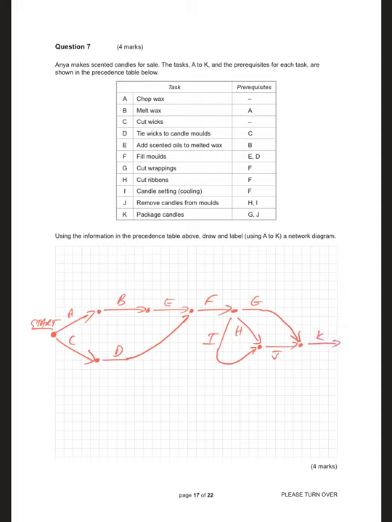K requires G and J. K is not a prerequisite, so the end should be there. Just go backwards and double check. K requires G and J.